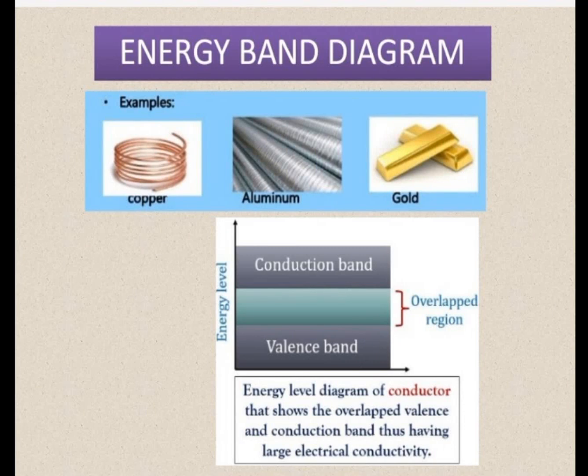The below diagram shows the energy band diagram of the conductors. It contains a valence band and a conduction band. The valence band specifies the energy level of the electrons present in the valence shell of an atomic structure. Then what is meant by conduction band? It holds those electrons that are responsible for conduction. The energy level diagram of the conductors shows that the valence band and conduction band overlap, and thus they have large electrical conductivity. So there is no band gap in the conductors.